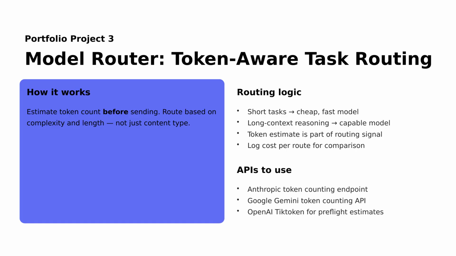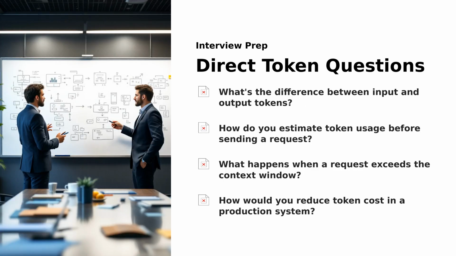Portfolio Project 3 is a model router that uses token awareness to decide where each task should go before sending a request. It estimates token count and combines that with task complexity, not just content type. Short, simple prompts go to a cheaper, faster model, while longer context or heavier reasoning goes to a more capable one. The system also logs cost by route, using token counting from Anthropic, Gemini, and OpenAI's tiktoken for pre-flight estimates.